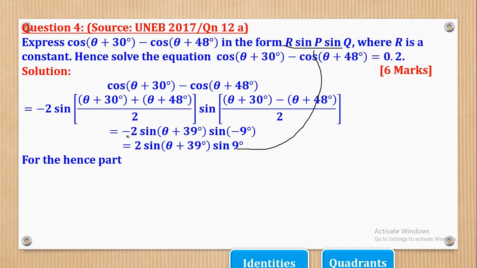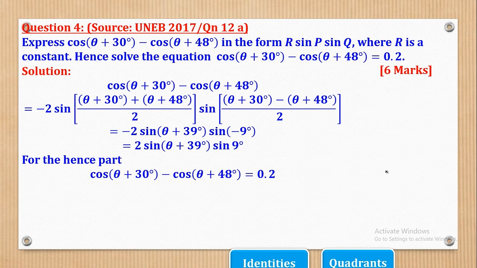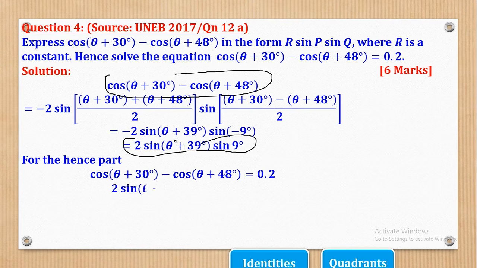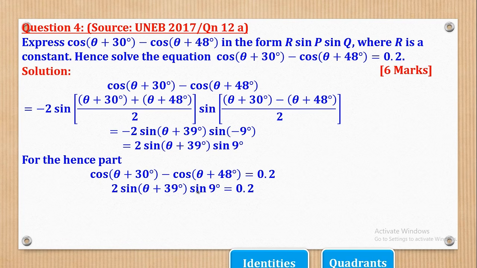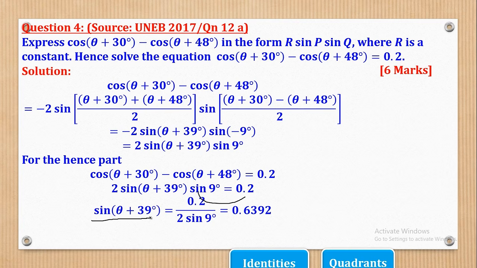Now we shall go to the hence part. Hence part, they want you to solve this equation. So come and first rewrite the equation and say that we have already seen that this one is the same as this. So what does that mean? It means that we shall come and replace it with that. When I replace that, this is a constant, so I can take it this side to come up with sine of theta plus 39 being equal to 0.6392.